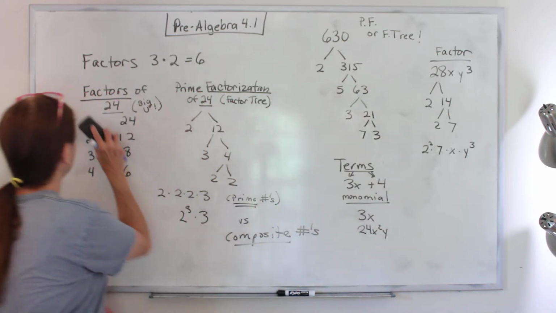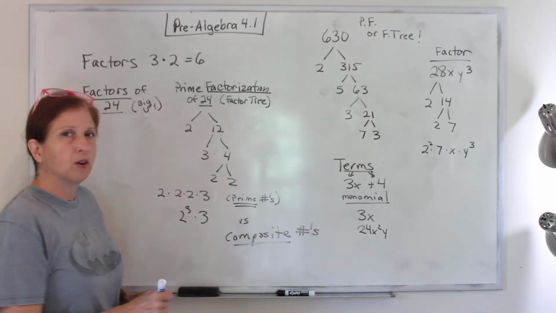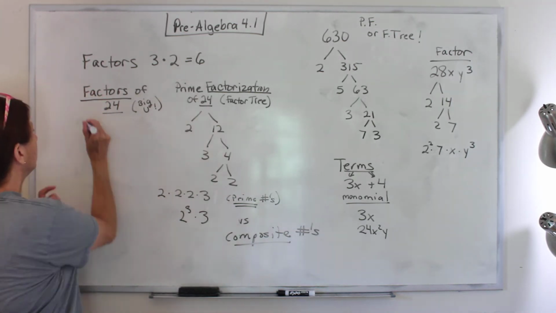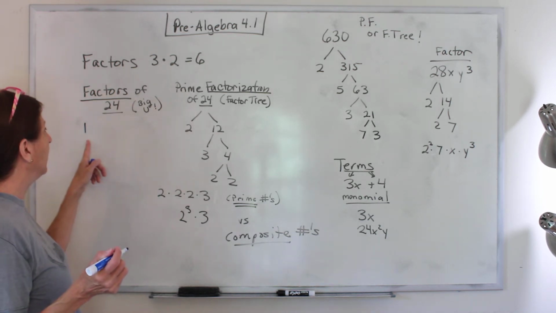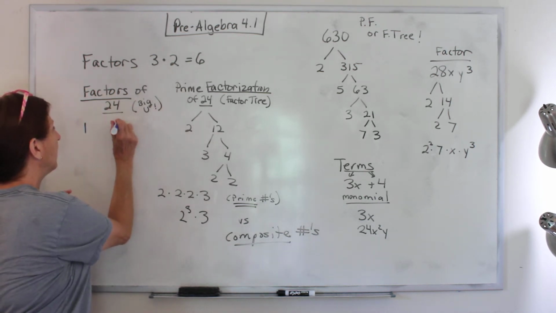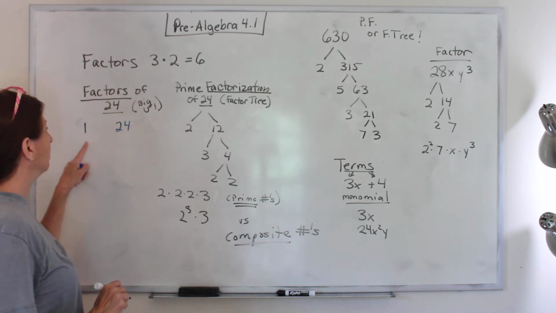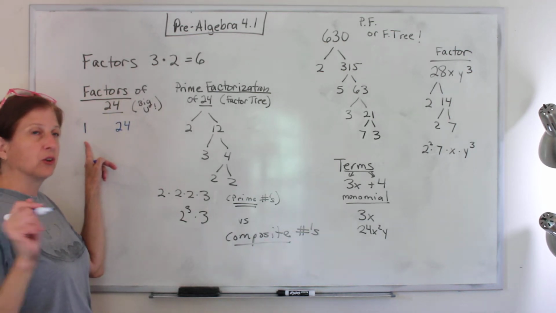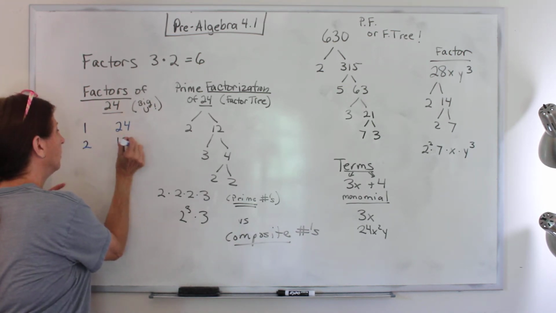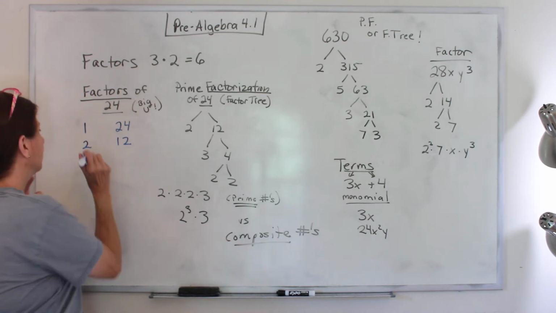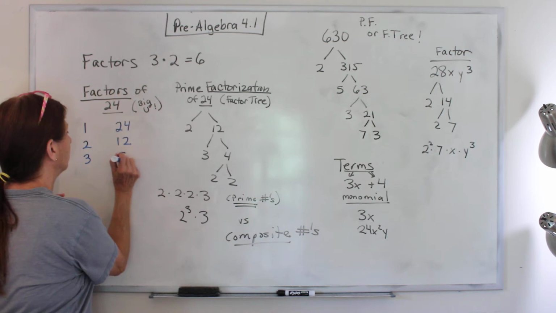Okay, this is how it works. We're going to do the factors of 24. I'm going to redo them for your viewing pleasure. You start with number 1, because the first thing that goes into anything is 1. So 1 times 24 is 24. Next, we try 2. Does 2 go into 24? Yes, it does. 12 times. How about 3? Does 3 go into 24? Yes, it does. 8 times.